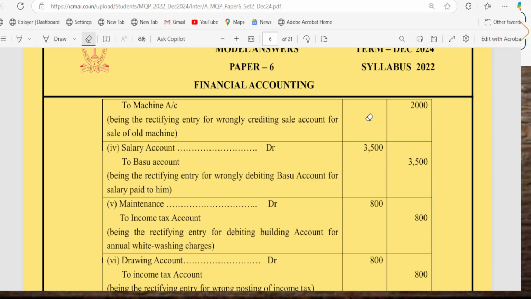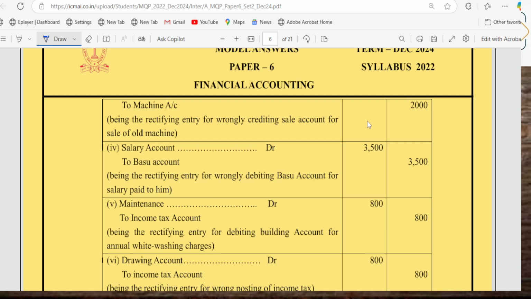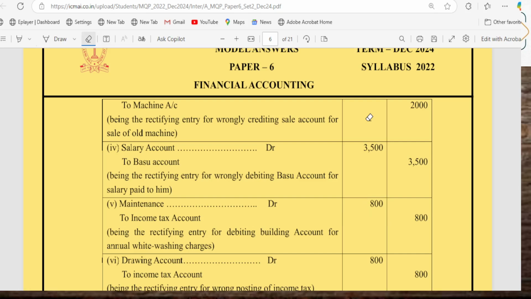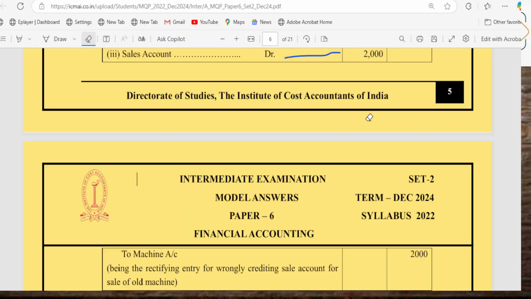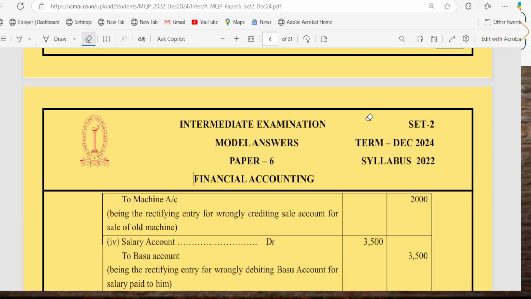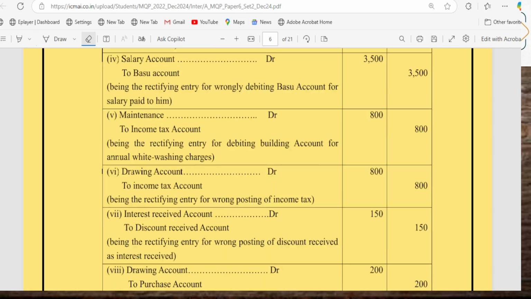Maintenance pay பண்ணது இன்கம் டாக்ஸ் அக்கவுண்ட்ல போய் டெபிட் பண்ணி வச்சிருக்காங்க. Whitewashing expenses nothing but repairs and maintenance இந்த மாதிரி. So debit maintenance account, the whitewashing account, maintenance account debit பண்ணுங்க. இன்கம் டாக்ஸ்ல தப்பா டெபிட் பண்ணதை கிரெடிட் பண்ணி ரிமூவ் பண்ணுங்க. Debit repairs and maintenance. What has been wrongly recorded? Income tax account, credit and cancel.